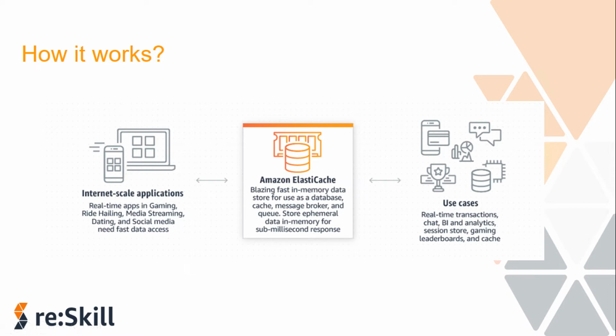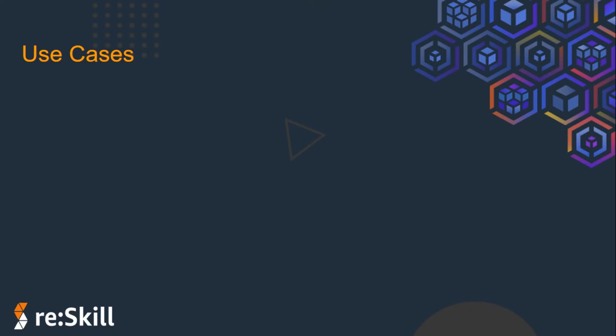Elastic Cache works wonders. It sits between your web servers and the database to serve requests faster by serving them from the cache itself. It can also be used as a message broker, and it stores ephemeral or temporary data in memory for quick responses. Now let's have a look at a few of the use cases of Elastic Cache. Then we will have a quick demo also for Elastic Cache.